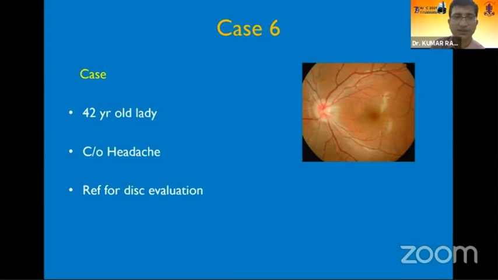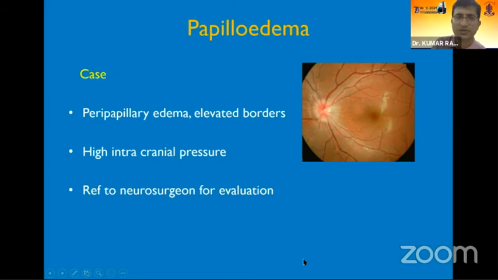Coming to another case, this was a 42-year-old lady who complained of headache, and she was referred for disc evaluation. If you see the disc here, it's not very clear. It has fuzzy borders, not the typical disc that we have. If you follow the 5R rules, the rim is not very clear. The neuroretinal rim also, and the ring is not very clear. The rim also is difficult to identify.